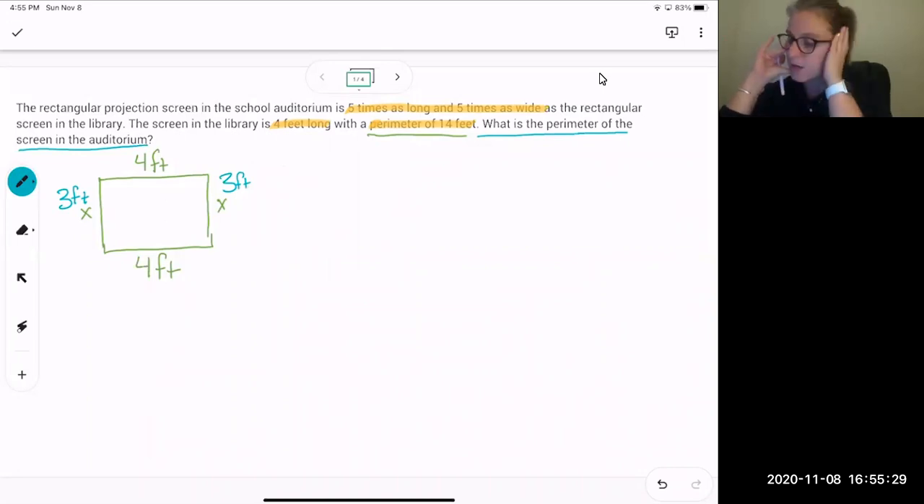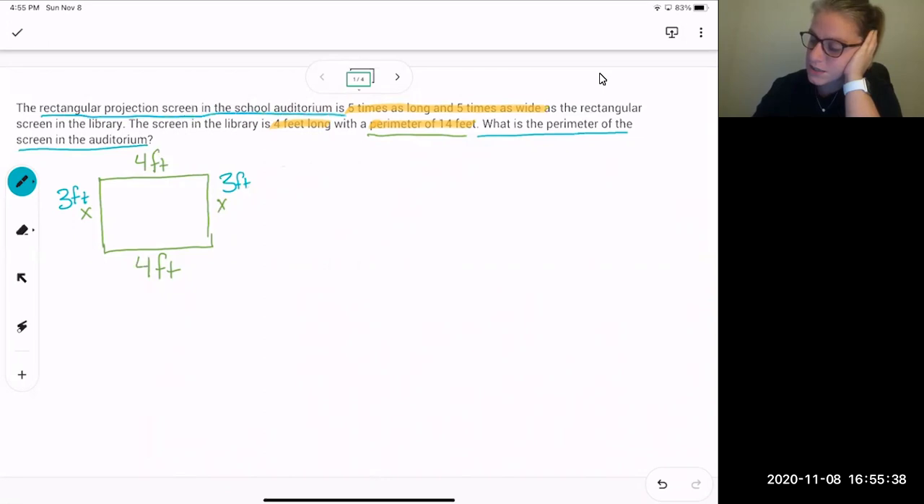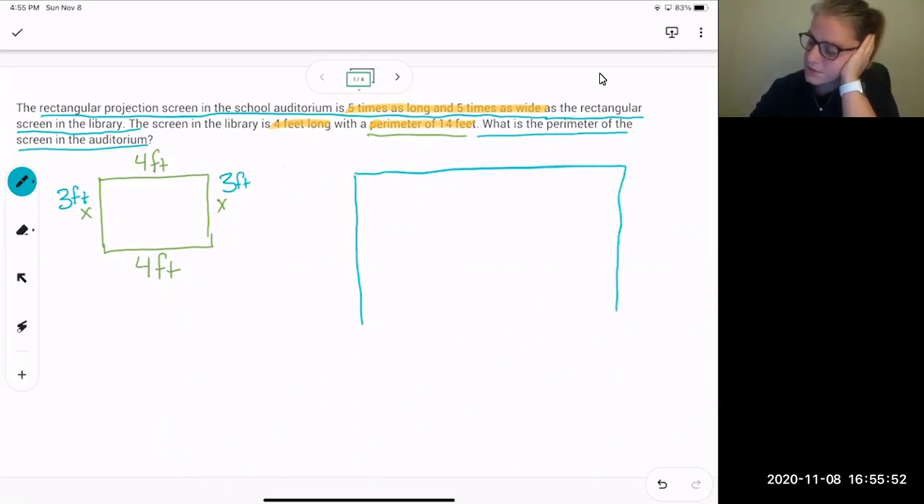So the screen in the auditorium, it says, is 5 times as long. So the rectangular projection screen in the auditorium is 5 times as long and 5 times as wide as the rectangular screen in the library. So we need to draw a picture of this crazy giant rectangular screen. And we know that it's 5 times as big.